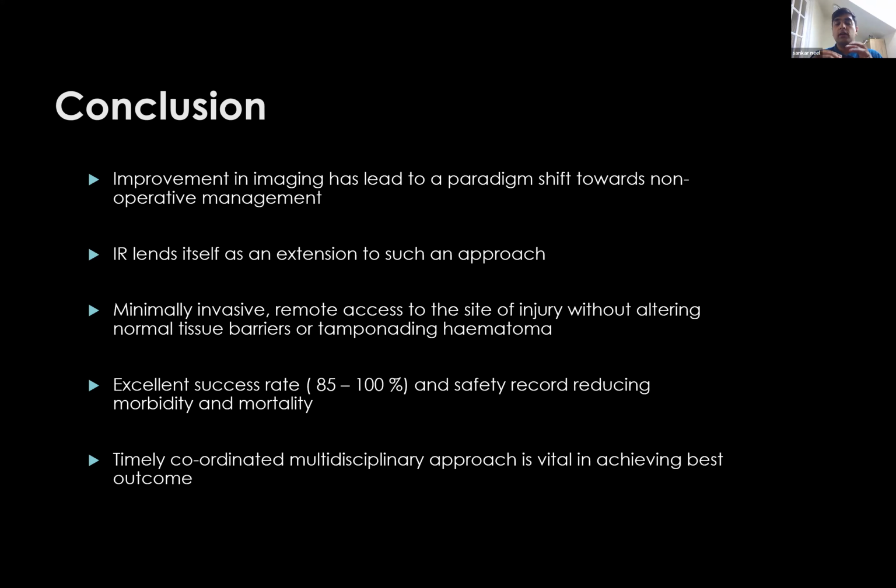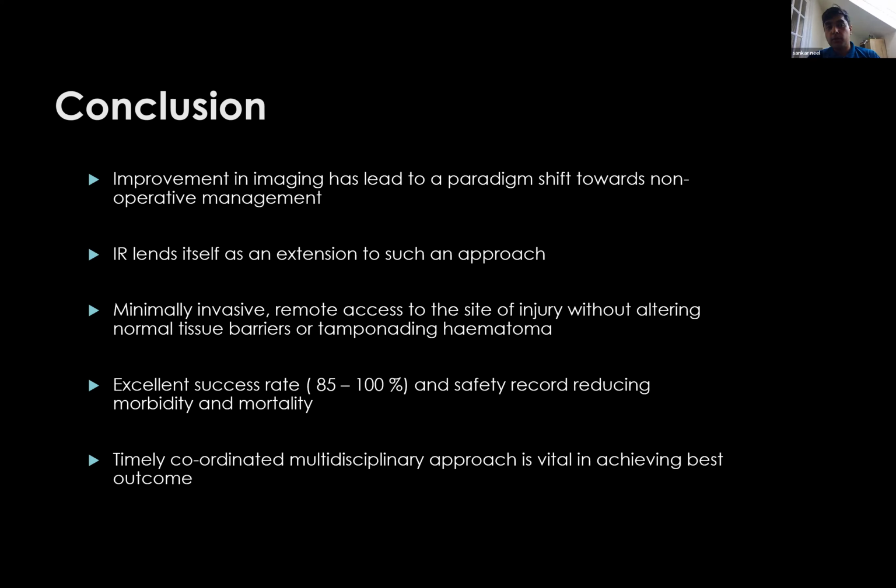So for example, if a spleen is bleeding, us going through the vessel and blocking and turning off the tap is unlike them opening it up and taking the spleen out, because it can cause loss of that tamponading hematoma. It's got an excellent success rate, 85 to 100% in experienced and less experienced hands, and it also has a really good value in terms of reducing morbidity and mortality.